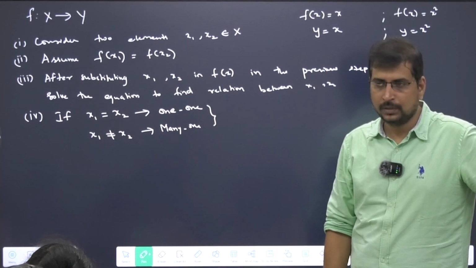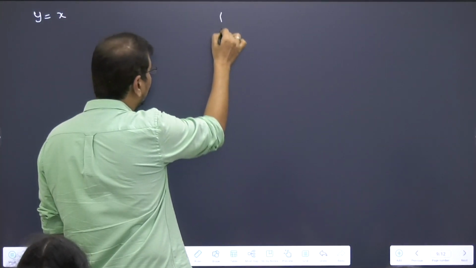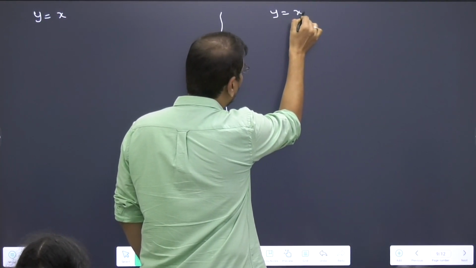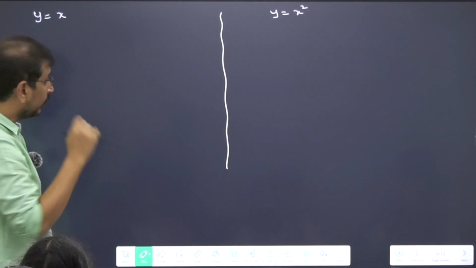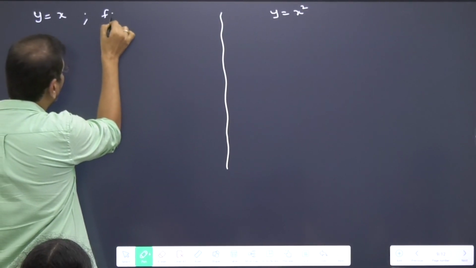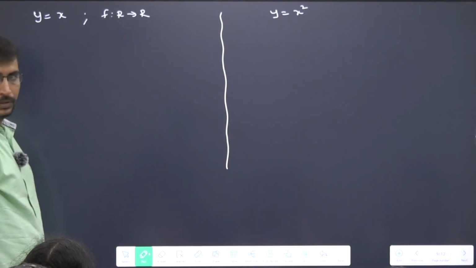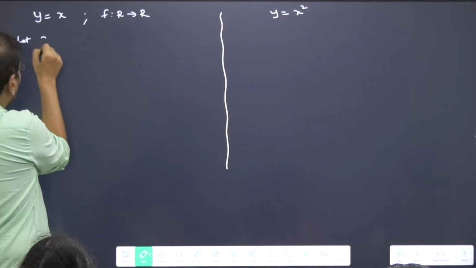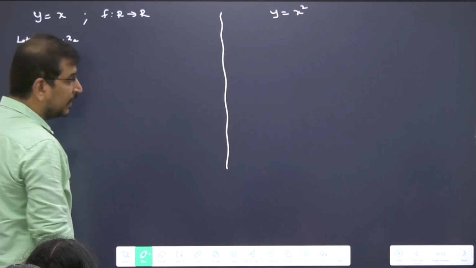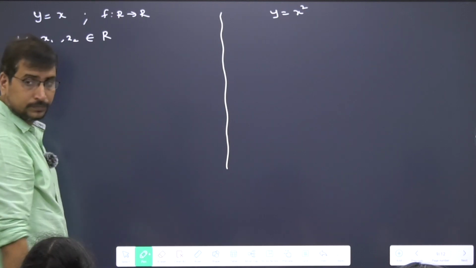Am I clear with this? So let's see how to apply it. But as of now, make a note of this. So I took the function y is equal to x, and I took the function y is equal to x square. Now we'll apply those 4 steps to these functions and see. So what is the first step? Let's say y is equal to x is a function defined from real numbers to real numbers. It's defined from R to R. So what is the first step? Let x1, x2 be values which belong to, in this case, X is R.